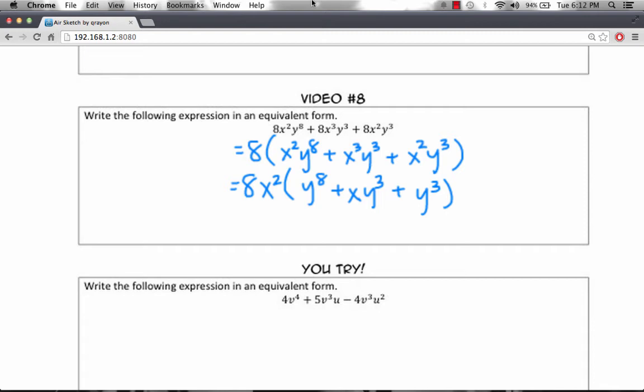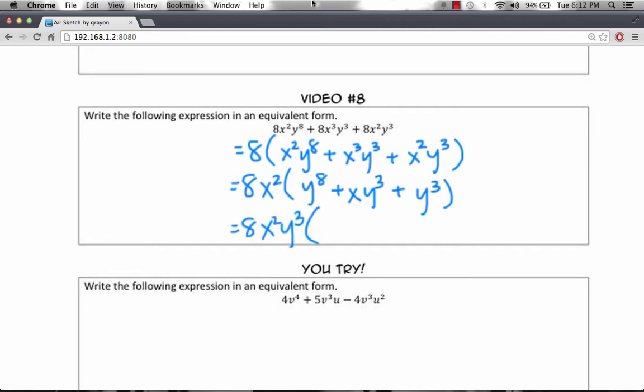Lastly, we notice that each of the terms have a y in common. The first term has y to the 8th, the second has a y cubed, and the third has a y cubed as well. We want to factor out the same number of y's from each of the terms, and each of them has at least 3 y's. So we can factor out a y cubed.